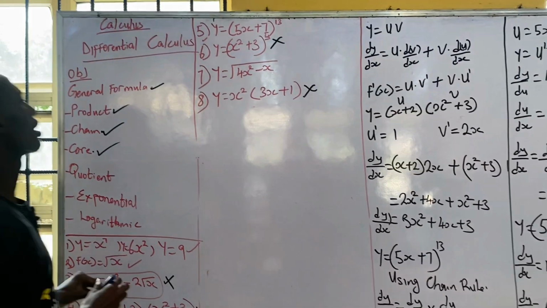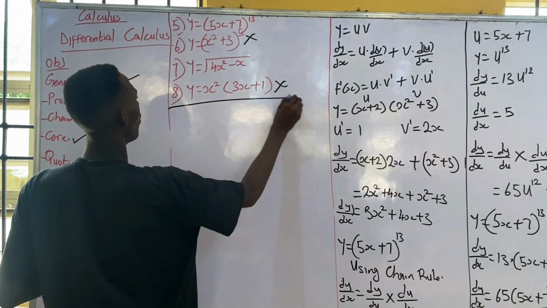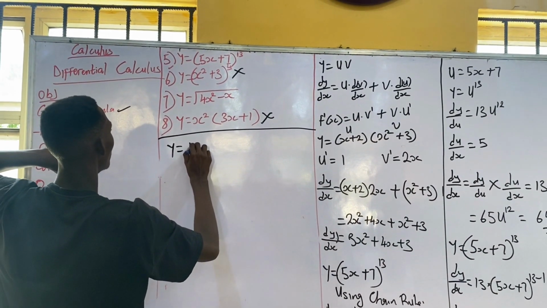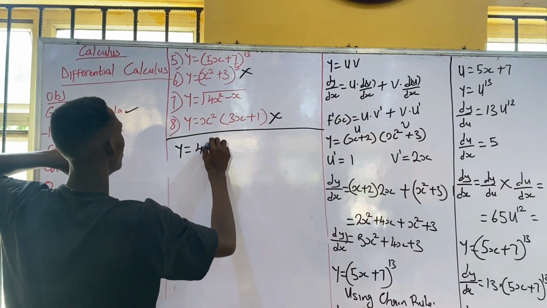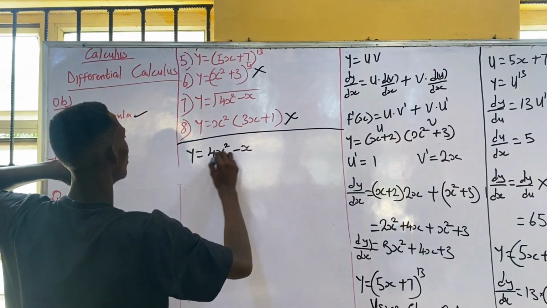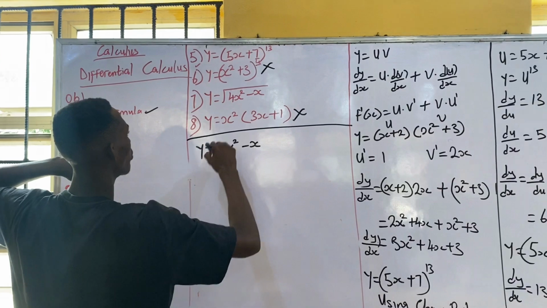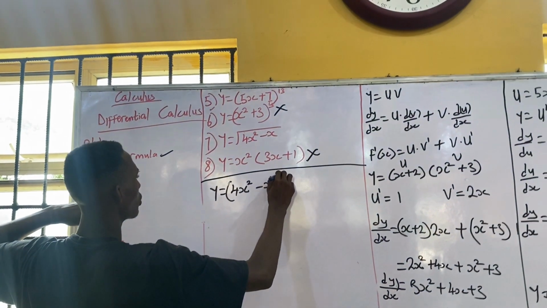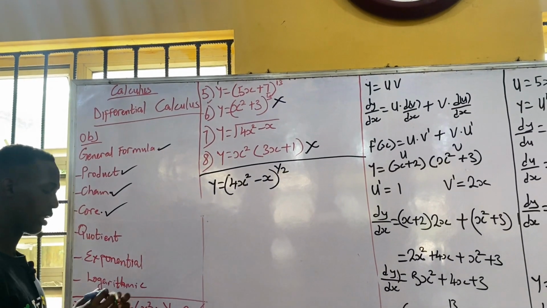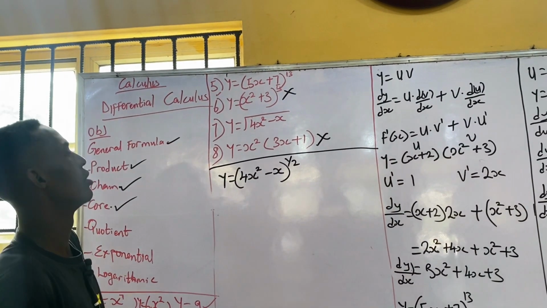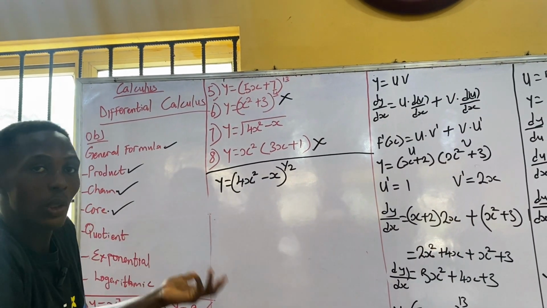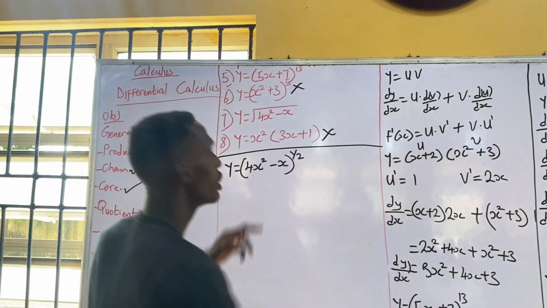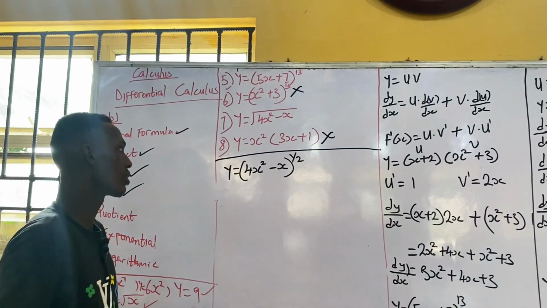Yeah. So now, our y is equals to what? 4x squared minus x. Either I can put it in square root or you can just put it as the power of half. Now, how do we do this? Remember, you can also use core rule. Can you notice the similarity in both? You can also use core rule and it will help you out.